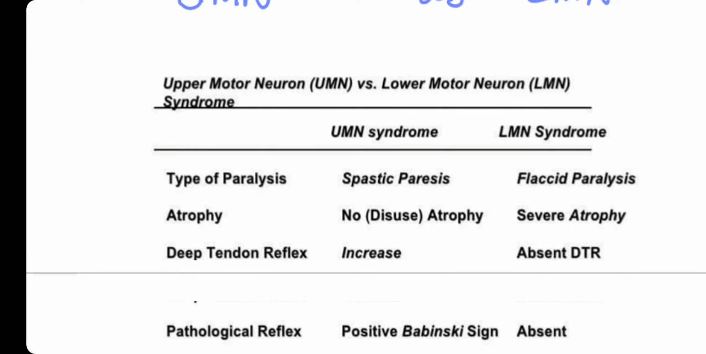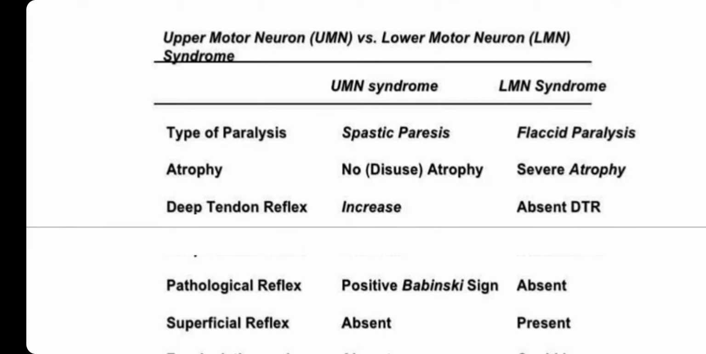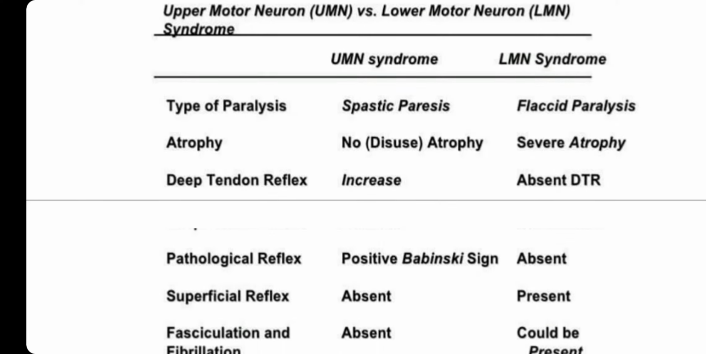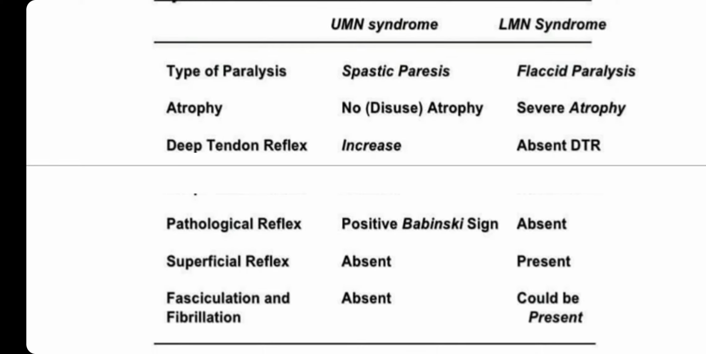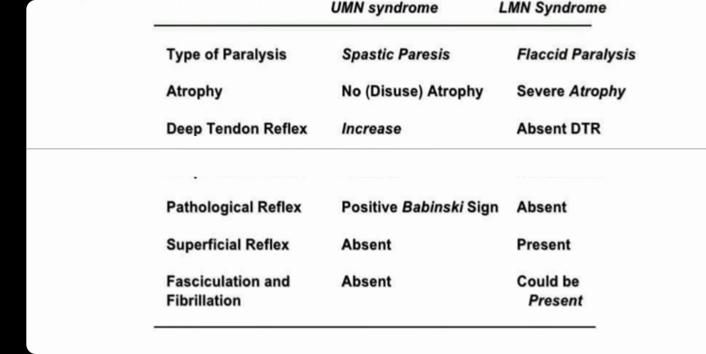Upper motor neuron lesions cause a spastic paresis with increase in tone, and lower motor neuron lesions cause flaccid paralysis with decrease in tone. Atrophy is more present in lower motor neuron type of lesions. Deep tendon reflexes are increased in upper and decreased in lower. And Babinski sign might be present in upper motor neuron lesions.